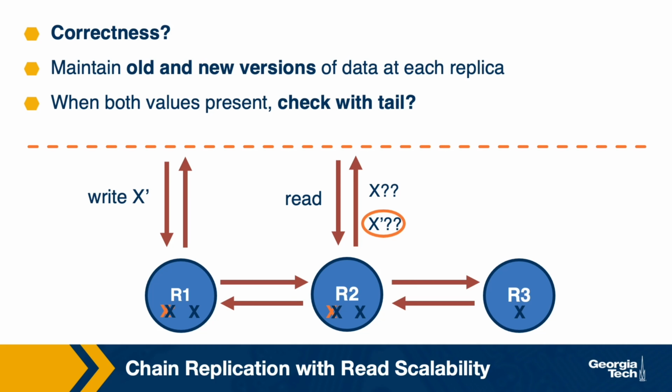In the event when a request arrives when both of the values are present, a replica can check with the tail to see if the new value has reached the tail, and if it hasn't, then it knows to use the old value. If it has, then it knows that the new value has been committed and confirmed with the client, and it can start serving the new value.